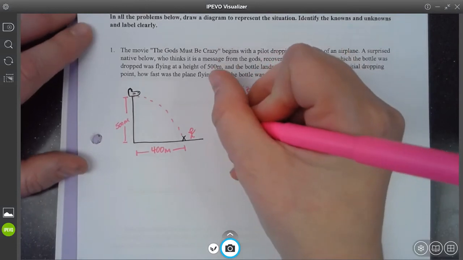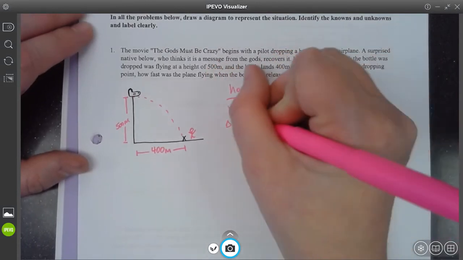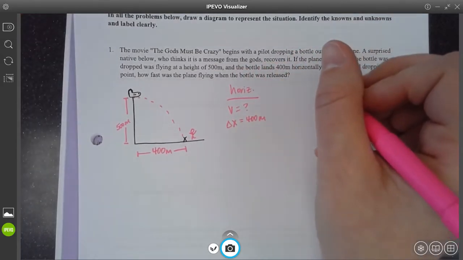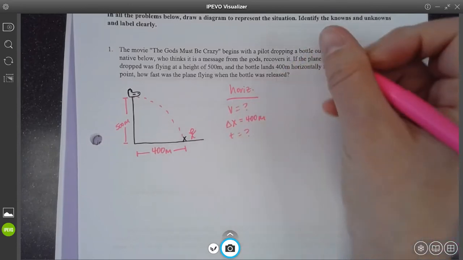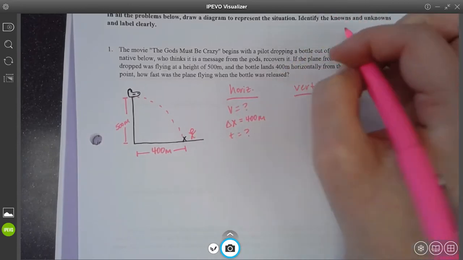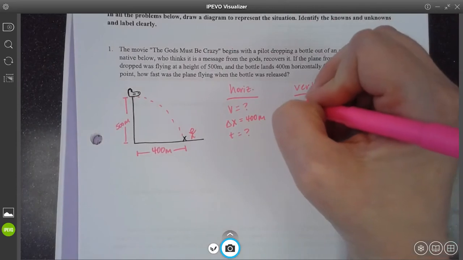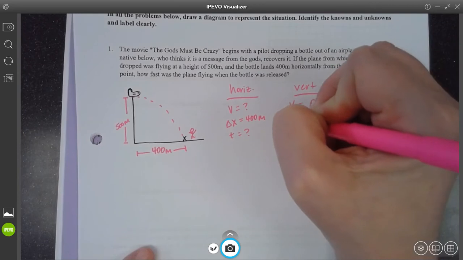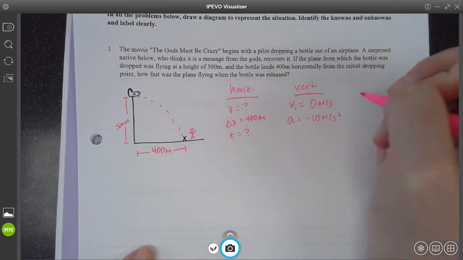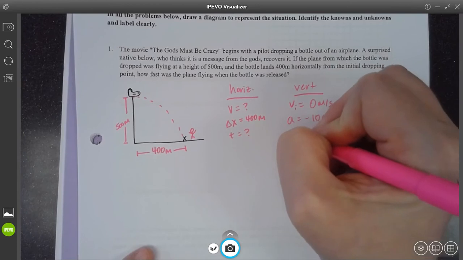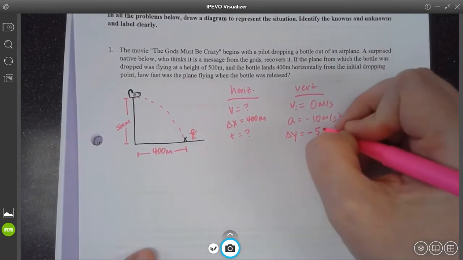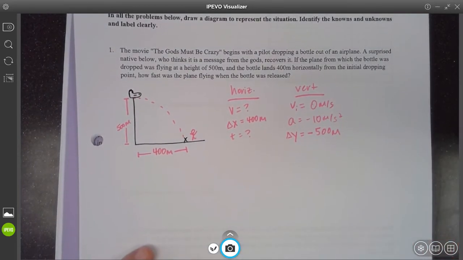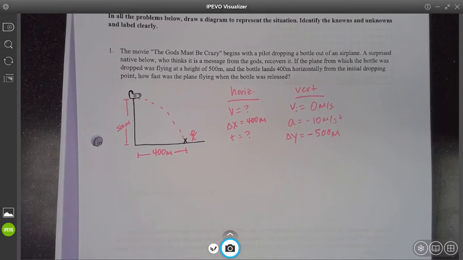We do know our change in horizontal position is going to be 400 meters. Do we know the time that it takes for it to fall? We don't know the time yet. Vertical stuff that we know. We know that when it's dropped, the initial velocity is 0 meters per second. We know that the acceleration is minus 10 meters per second squared. We also know that this thing falls a distance of 500 meters. So I'm going to say our displacement is minus 500 meters. Can we solve for time with that information?